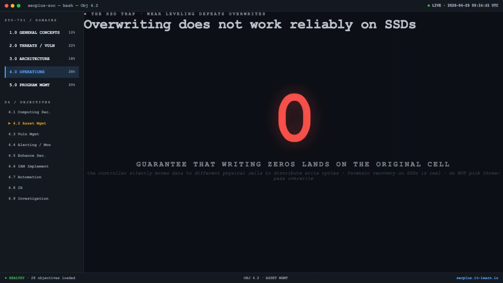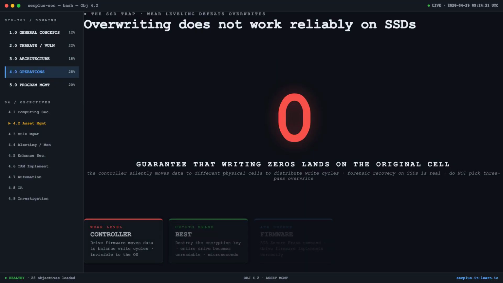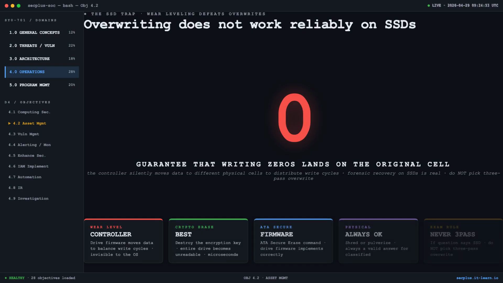The answer for SSDs is cryptographic erase. Destroy the encryption key and the entire drive becomes unreadable in microseconds. Or use the ATA secure erase command, which the drive's firmware implements correctly. Or physical destruction. If a question describes an SSD and asks for sanitization, do not pick 3-pass overwrite. Pick crypto erase or physical destruction.